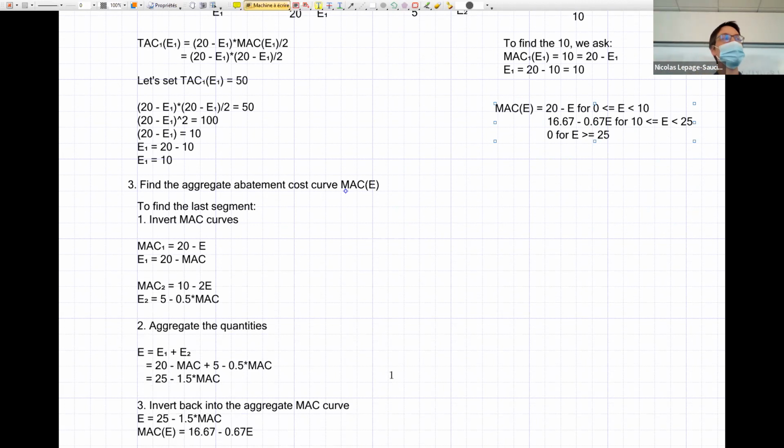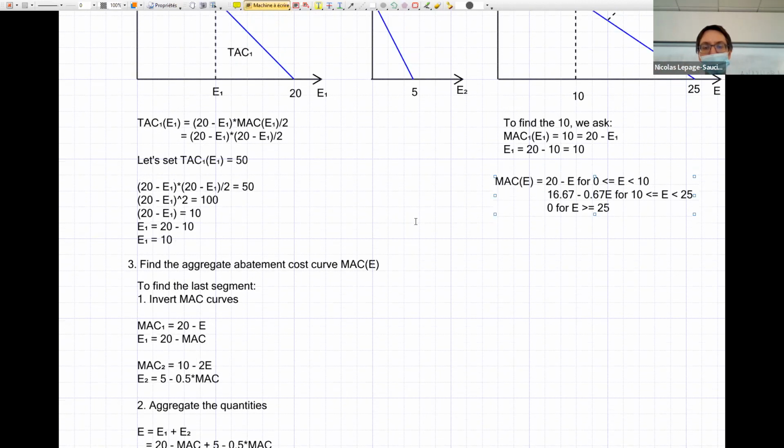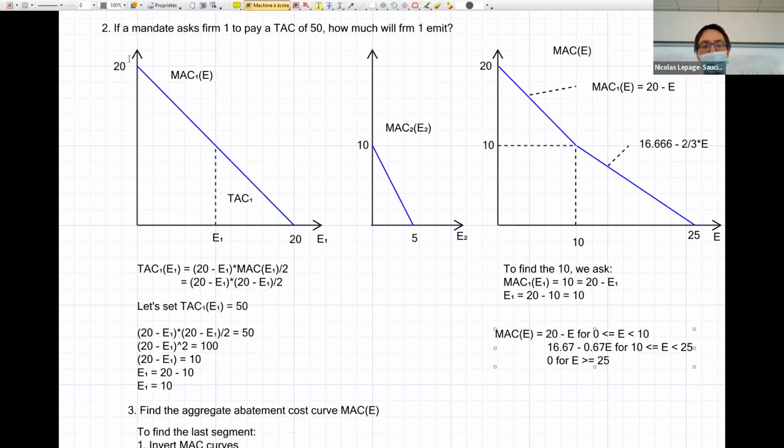If you are completely confused, then my advice to you is learn this step by step, and it's just going to be fun. It's a really mechanical thing that you have to do. Of course, it's harder when the intercept here is different. So here we have 20 and 10. If we both added 20 or both added 10, it would be super easy. You would just do step 2 for the whole MAC curve.